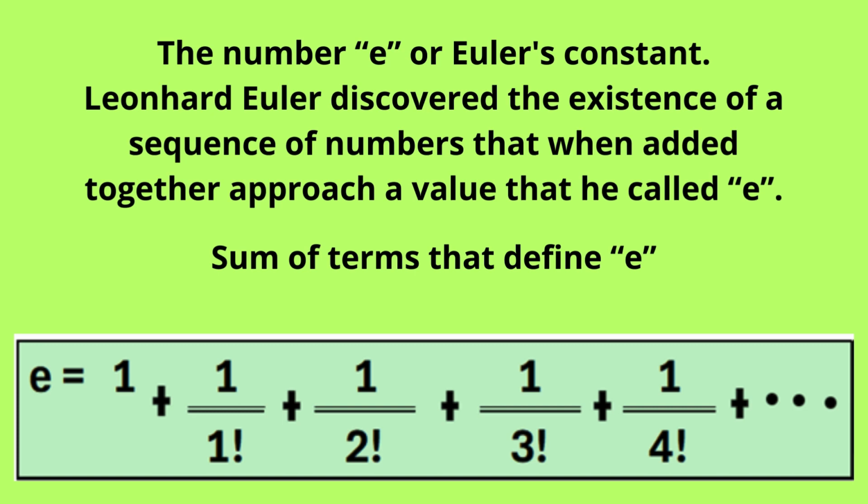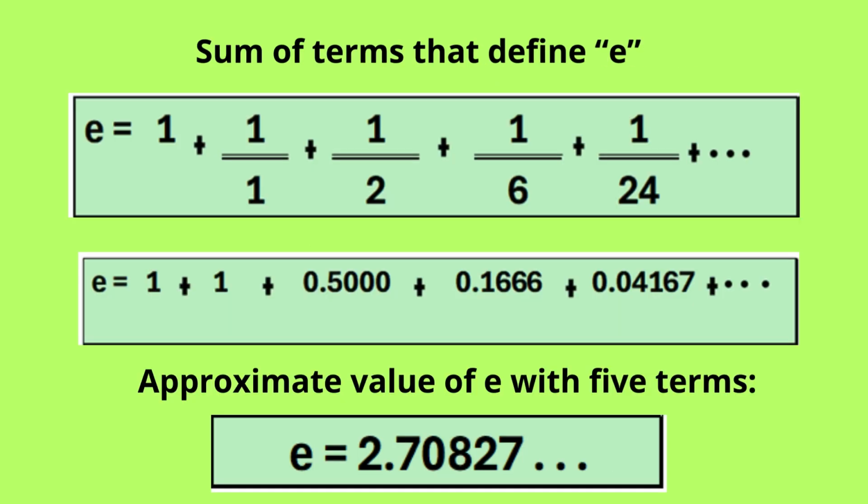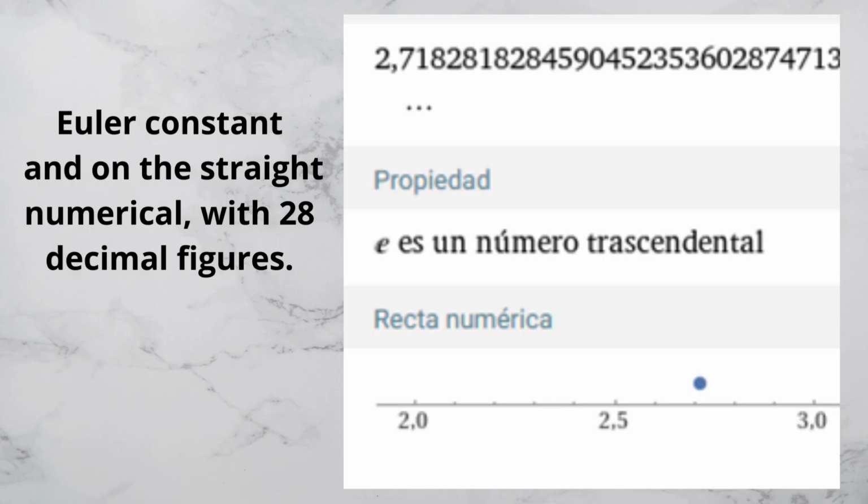The number e, or Euler's constant. Leonhard Euler discovered the existence of a sequence of numbers that when added together approach a value that he called e. If we work with 5 terms of the sum, we obtain a value of the number e, approximately 2.708. By using more terms of the sum, a more precise value of the constant results. We present the constant e on the number line with 28 decimal figures.